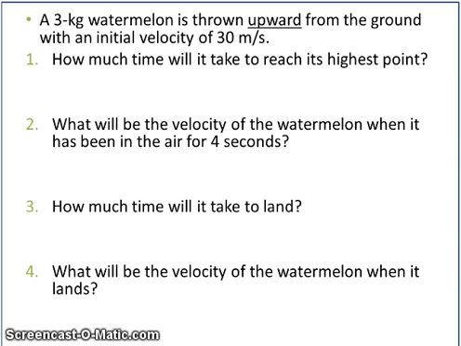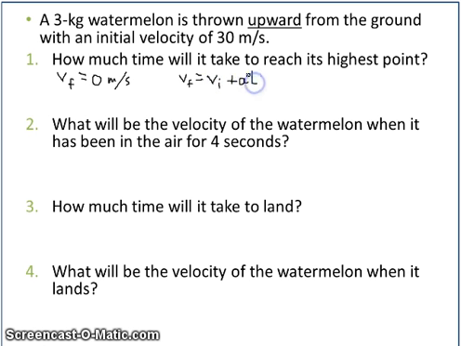Alright, take a look. We've got this watermelon. Somebody threw it up off the ground at 30 meters per second. How much time will it take to reach its highest point? Well, we already know at its highest point, the velocity is 0, because that's what happens when things get to their highest point. They stop moving up. So we'll use this equation: Vf is Vi plus At.